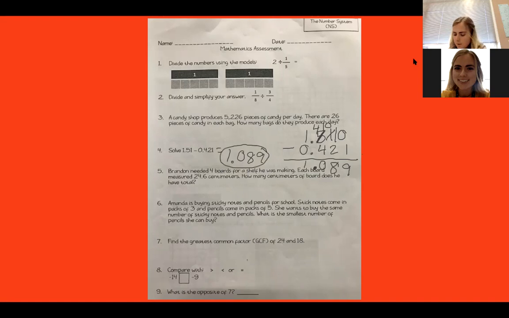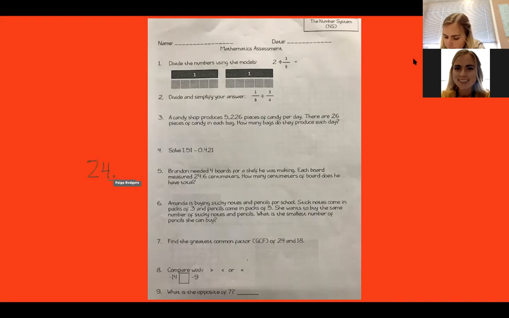Okay, next one. Brandon needed 4 boards for a shelf he was making. Each board measured 24.6 centimeters. How many centimeters of board does he have total? So if one board is 24.6 centimeters, and we have 4 boards, then we're going to times it by 4. We're not going to divide it by 4 because one board is 24.6. So 2 boards would be more, 3 boards would be even more, 4 boards would be even more. So we're doing 24.6 times 4.